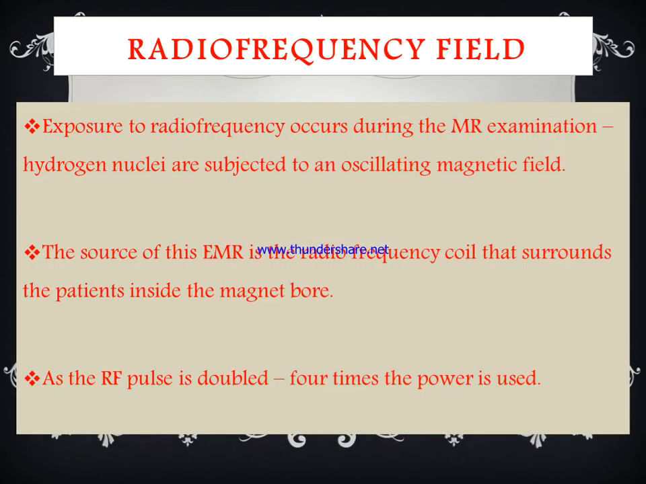Before starting to measure SAR value, we first look at the radio frequency field. Exposure to radio frequency occurs during the MR examination. Hydrogen nuclei are subjected to an oscillating magnetic field. The source of this EMR is the radio frequency coil that surrounds the patient inside the magnet bore. As the RF pulse is doubled, four times the power is used.